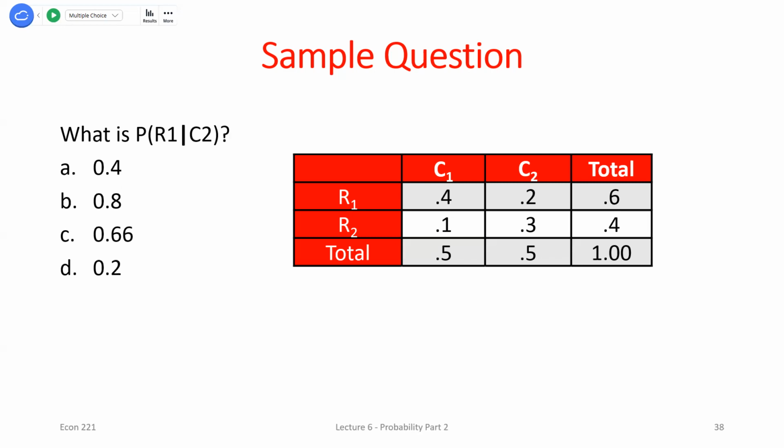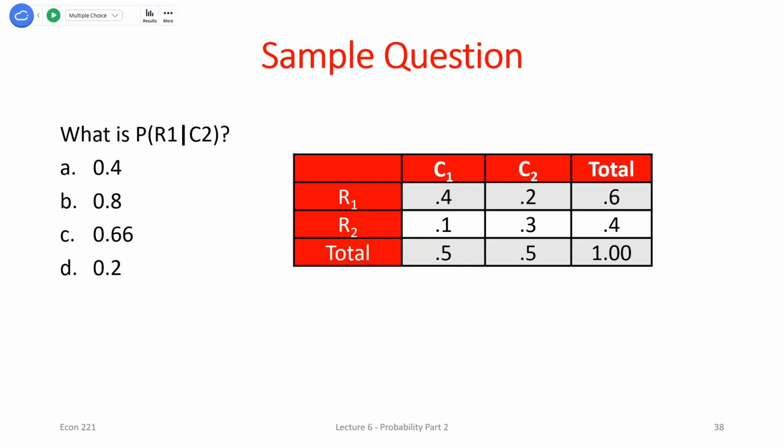And then of that remaining space, how much of it is also in the event that I'm interested in? Well, my A and B are now R1 and C2. So I'm just going to write out the intersection of R1 and C2. Okay, so I'm just taking the general multiplication rule, written out in the context of my example.